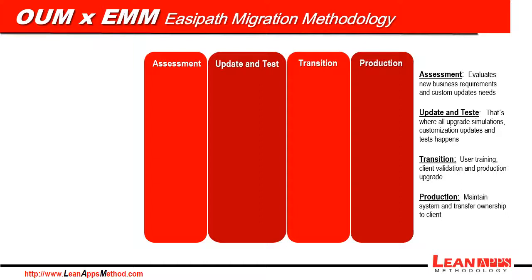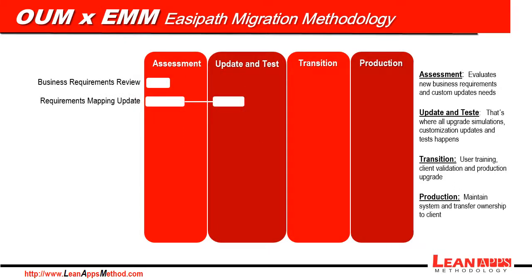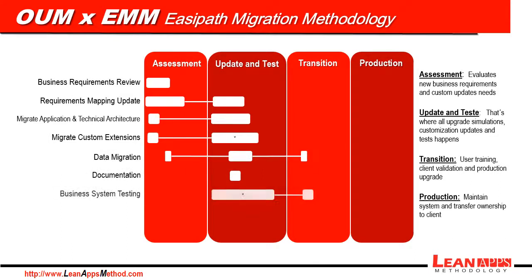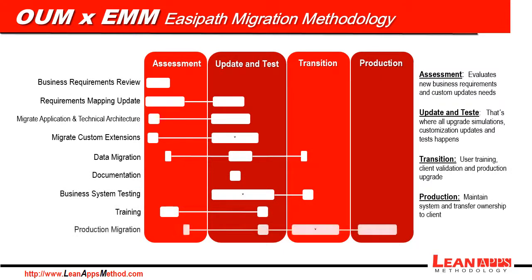There are some processes within the EMM methodology as well. They are business requirements review, requirements mapping update, migrate application technical architecture, migrate custom extension, data migration, documentation, business system testing, training, and production migration. I'm not going to explain each one of those processes, but you may check the long version video at the bottom of this page, in which I will point out and explain each one of them.